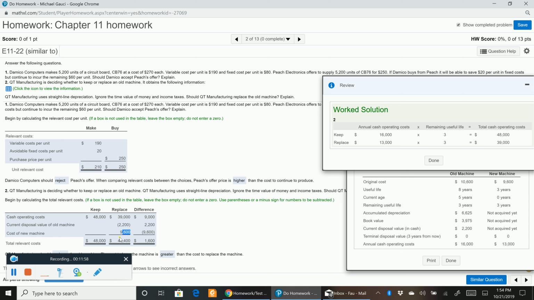And when you consider what are the relevant costs to keep, $48,000 versus replace, $46,400, it is in favor of replacing. These would be less costs.